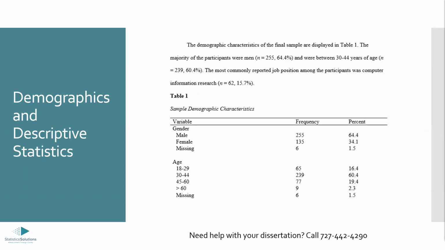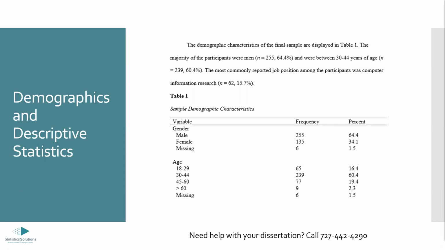And so here are some examples of how you might write up some descriptive or demographic information for your study. So you may have some narrative talking about demographic characteristics. You may also want to present demographic characteristics in a table.